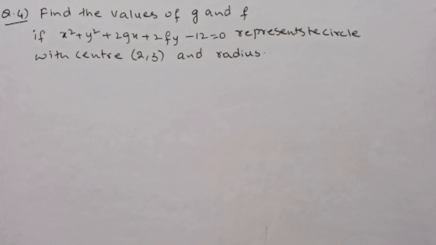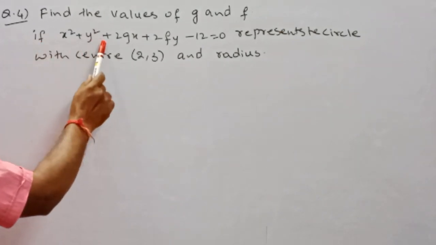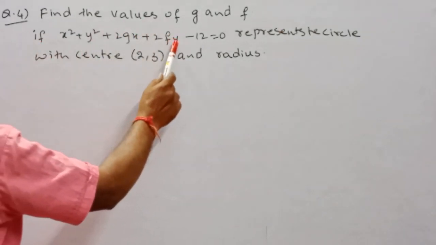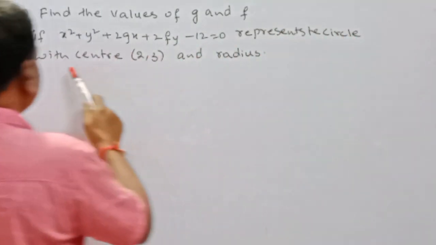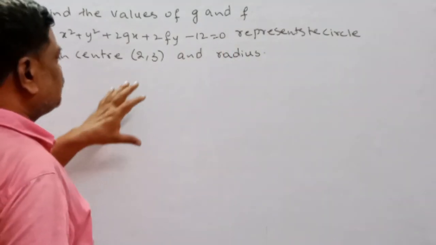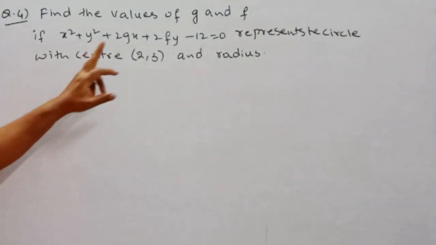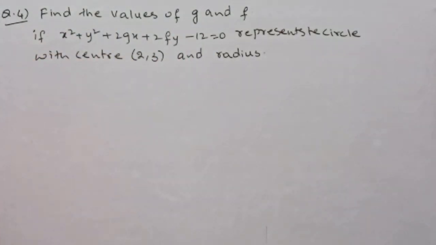Here is one more problem from circles. Find the values of g and f if x square plus y square plus 2gx plus 2fy minus 12 equal to 0 represents the circle with center 2 comma 3 and radius. So we have to find g comma f and also the radius of the circle.